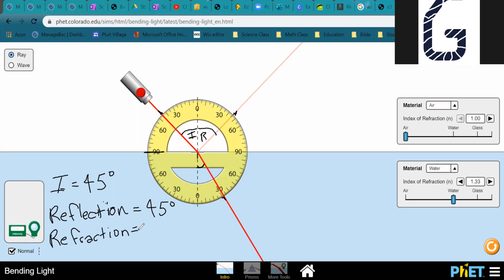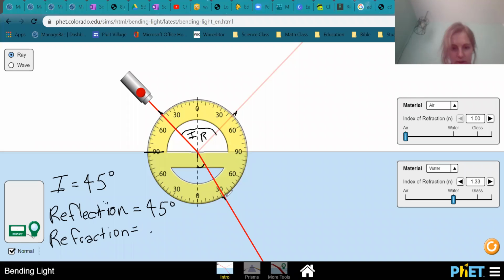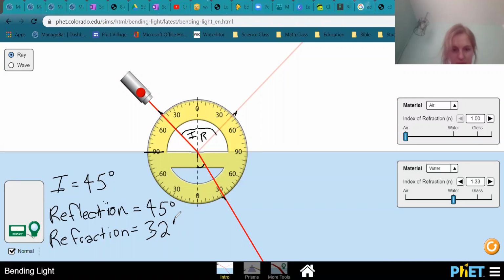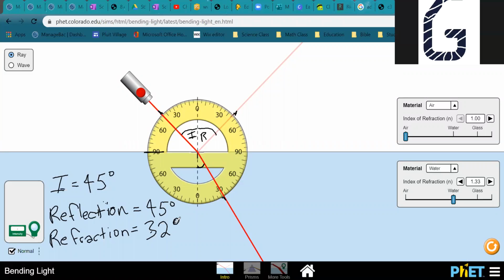Wait. Miss Hannah, how do you find the angle of refraction? So right here, you see on the protractor, how it hits right at about 32? That's the angle of refraction. Oh yeah. Okay. I gotcha.